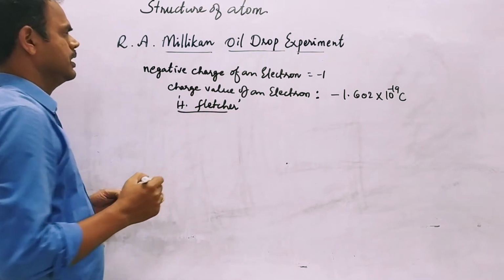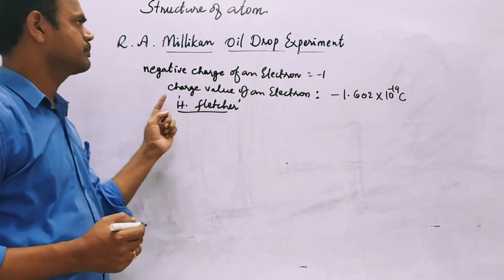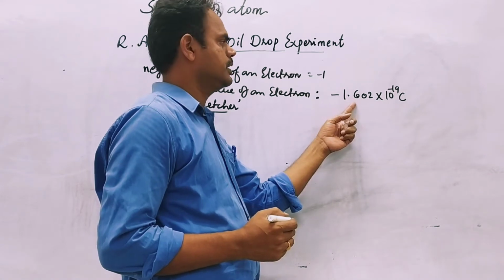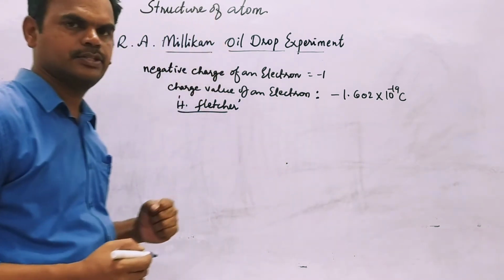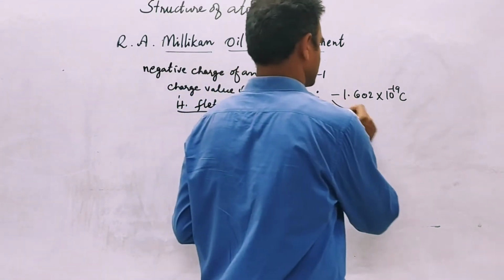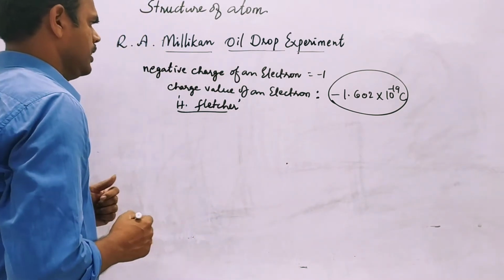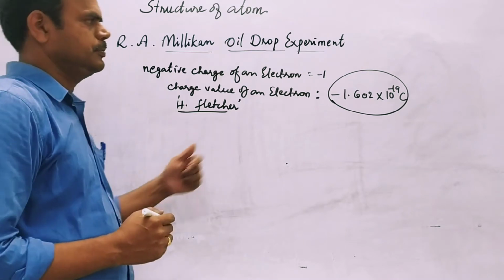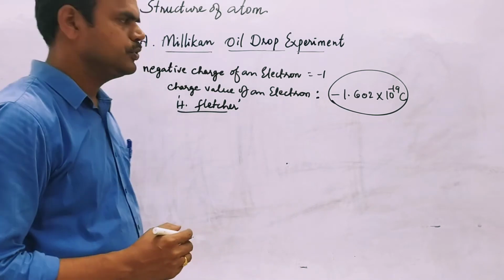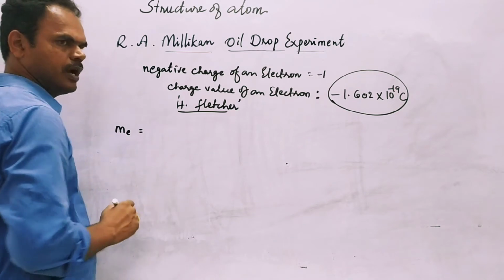R.A. Millikan along with scientist Harvey Fletcher together devised an experiment, the oil drop experiment. By using this, they calculated the charge value of an electron, which is -1.602 into 10 to the power of -19. What is the use of measuring this charge value of an electron? If we know the charge value of an electron, we can calculate the mass of an electron also.